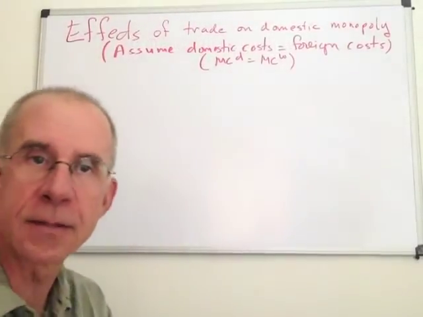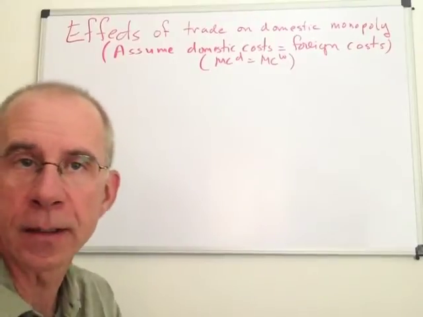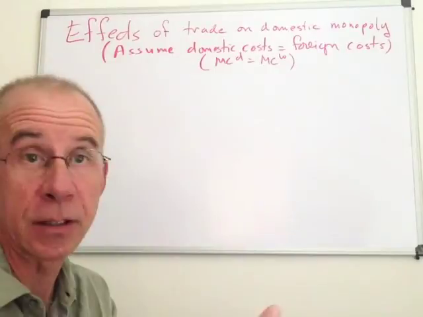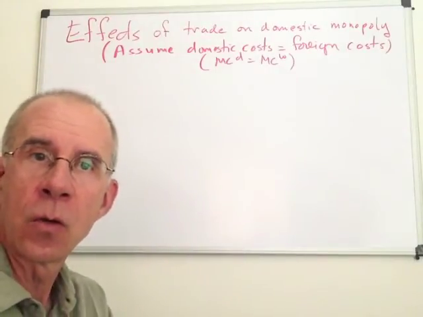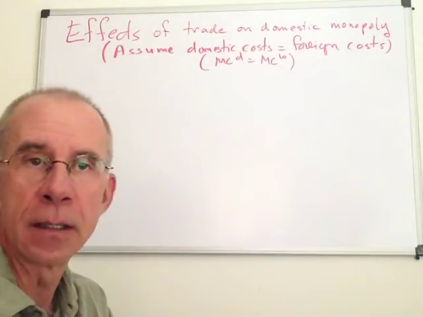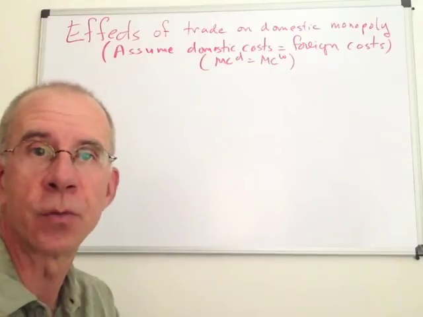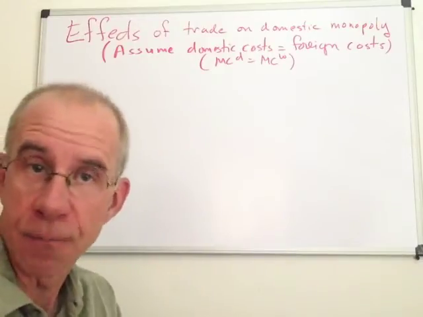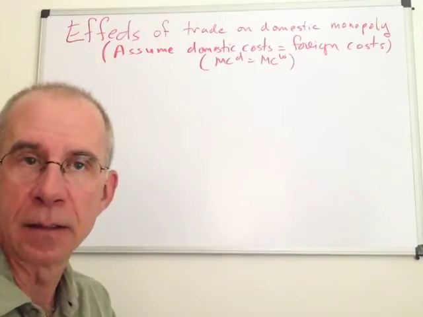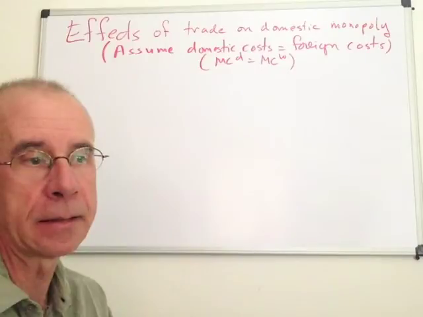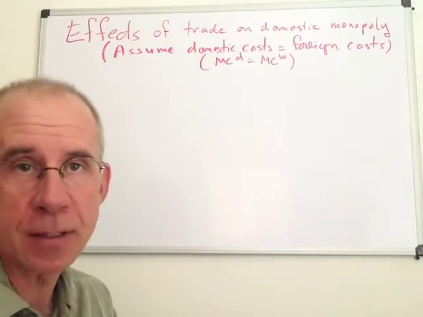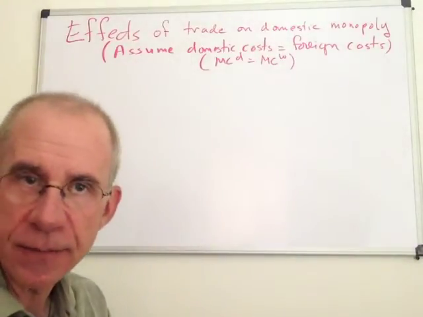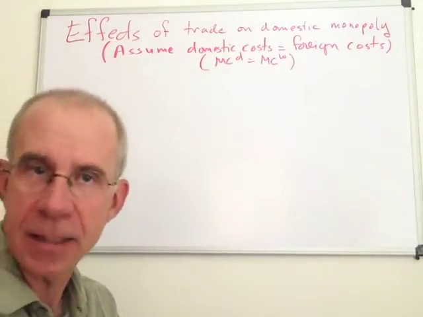So I want to do an analysis now of one of the oldest arguments for why a country might want to open itself to international trade. It actually goes back to Adam Smith, who was writing in the 18th century when many governments would support the creation of a domestic monopoly inside the country. And Adam Smith argued against this. While he didn't use these specific graphs, the basic analysis is there.